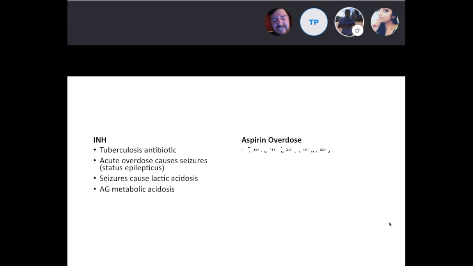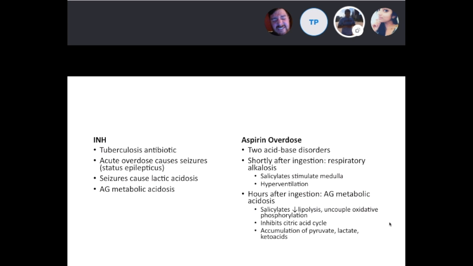And as I discussed earlier, aspirin is a 2-acid-base disorder. So shortly after ingestion, you're going to get respiratory alkalosis. However, hours after, you can get anion gap metabolic acidosis. Again, that's due to decrease in your lipolysis, uncoupled oxidative phosphorylation, and it inhibits the citric acid cycle, and that will accumulate pyruvate, lactate, and keto acids, which will cause the difference in the anion gap.